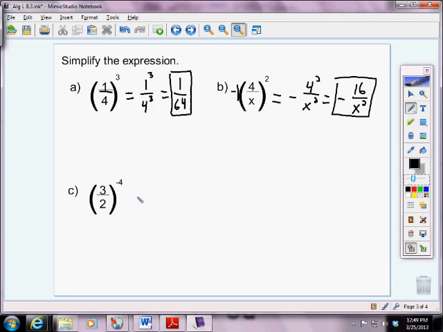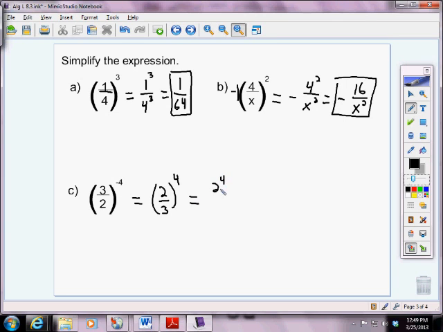Now if you look at this example, it says 3 over 2 raised to the negative 4th. Remember, if it's a negative exponent, we take the reciprocal. So I'm going to write it as 2/3 raised to the positive 4th. When it's a negative exponent, we take the reciprocal, and that gets rid of the negative. But we're not done there.